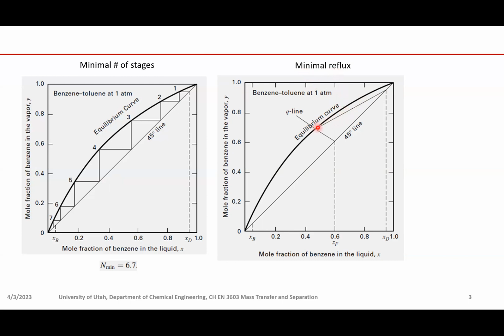We can measure the slope of this line. Then, if we plug into this equation, the slope of this line is a function of the reflux ratio. So you can compute the minimum reflux ratio. That's 1.22. Okay.